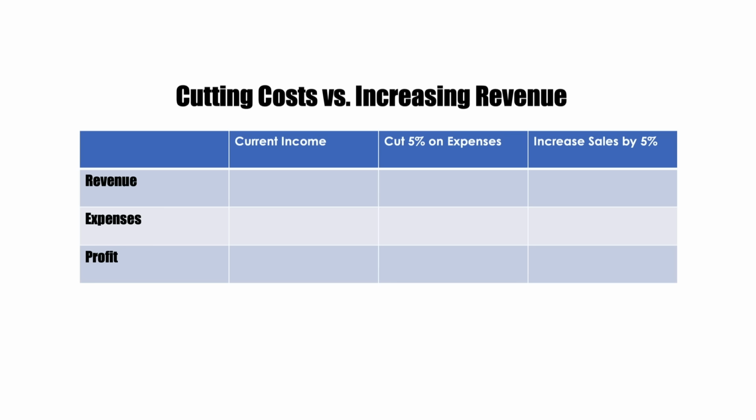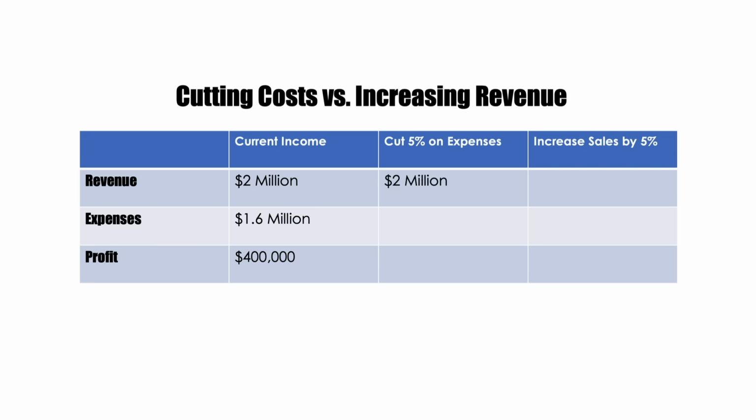So let's look at an example of the difference between cutting expenses by 5% and increasing revenue by 5%. We have our little chart here, and we're going to go over what our current income is, what happens when we cut 5%, and what happens when we increase sales by 5%. Let's say that our current income is $2 million. This could be for the year, it could be for the month if you're really good. Whatever the current time period is, $2 million, and then our expenses are $1.6 million, which leaves us a $400,000 profit.